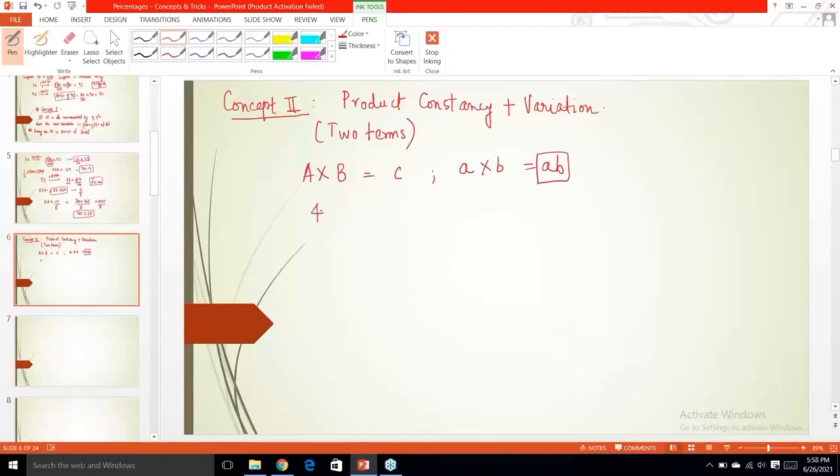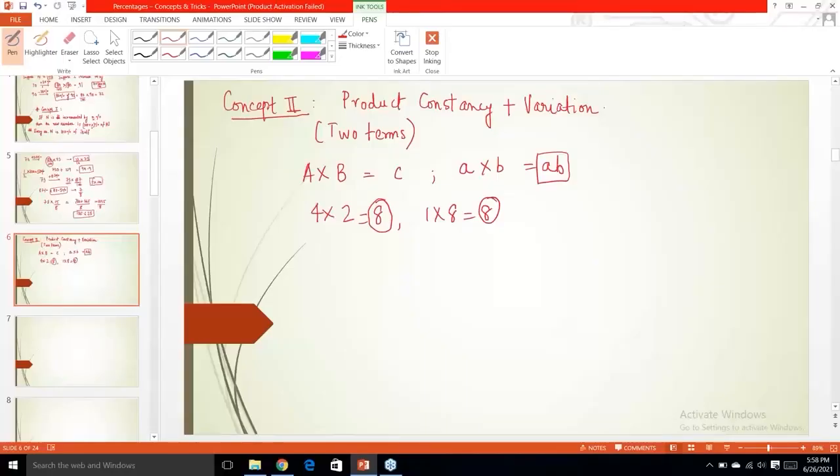So for example, 4 into 2 is 8, and 1 into 8 is also 8. So the product is constant. This is what we mean by product constancy. So are you guys with me? Do you understand what product constancy is? Okay. Now we'll see how to use product constancy.